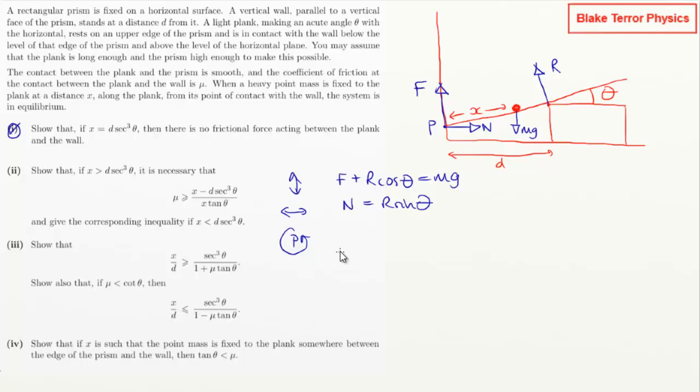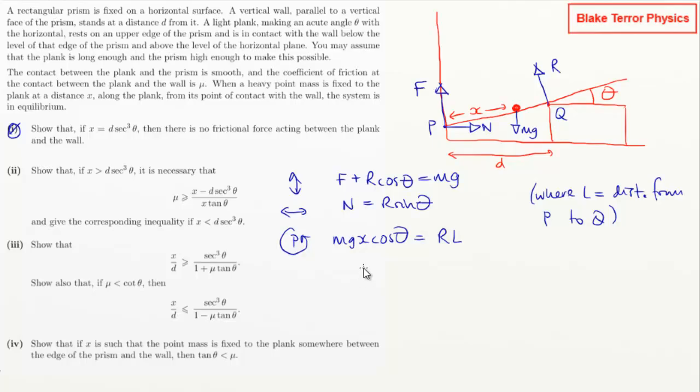And then moments, so I'm going to have an mgx cos theta going clockwise, and then I'm going to have an r times, well, I haven't actually called that anything. I'll call that L for the distance. So let's say where L equals the distance from P to, let's call it Q. So at least I've got that on there.